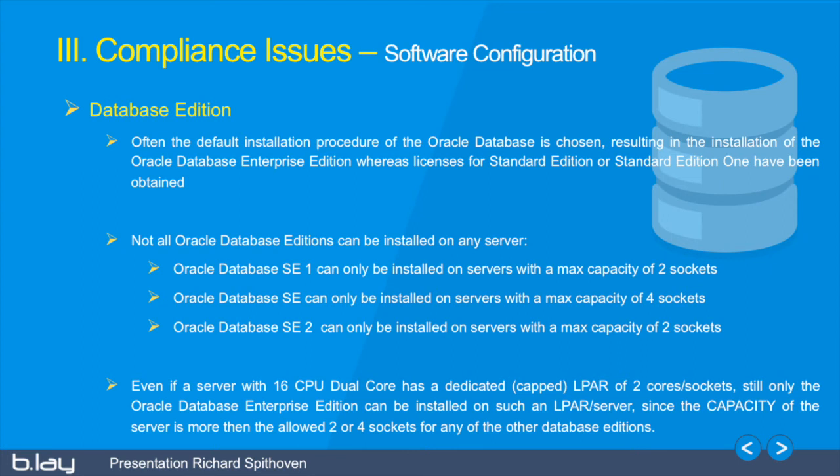And what we see happening a lot is that a lot of end users think, even if they have only a big server with, let's say, 16 CPUs dual core, well, let us create a dedicated capped LPAR of 2 cores and 2 sockets, and then we will be eligible to install the Standard Edition 1 or the Standard Edition software on those LPARs. However, those end users do not realize that the capacity of the whole server is 16 CPU dual core, and as such it's not allowed to install the Standard Edition 1, Standard Edition or Standard Edition 2 database on such a machine, even if it's an LPAR, and you are required to install the Oracle Database Enterprise Edition.